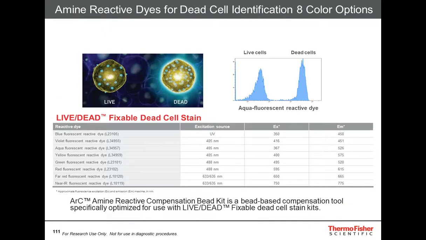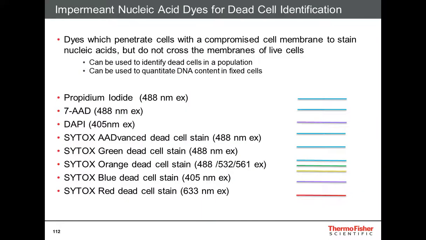So here's a slide that shows the amine reactive dyes for dead cell identification. We have 8 different options at Thermo Fisher. These are great. We used to use EMA, which required ultraviolet light fixation. And when these came out, these were fantastic. Live cells have some amines, dead cells have many more. So you can take these dyes, slot them into a place in your panel where you don't have another reagent, and gate them out. We have ABC amine reactive compensation beads, so they're really fantastic for use in your panel.